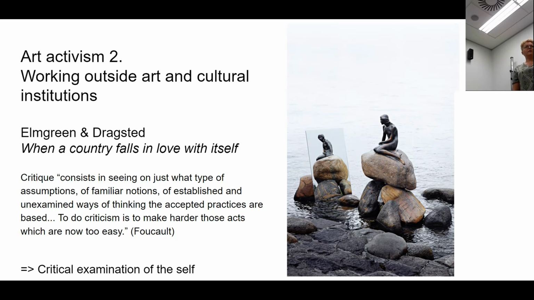Then there's art activism that works outside art and cultural institutions. Here we have a very simple piece by Elmgren and Dragset. They put a mirror in front of the Little Mermaid and said the Little Mermaid usually gazed towards the sea, but she's become narcissistic and just looking at herself in the mirror. I think this is, again, something that's very reflective. And I think it draws a lot on the way that he's thinking about critique as this idea of also having a critical examination of the self and one's own norms. So that's why I really love this artwork.